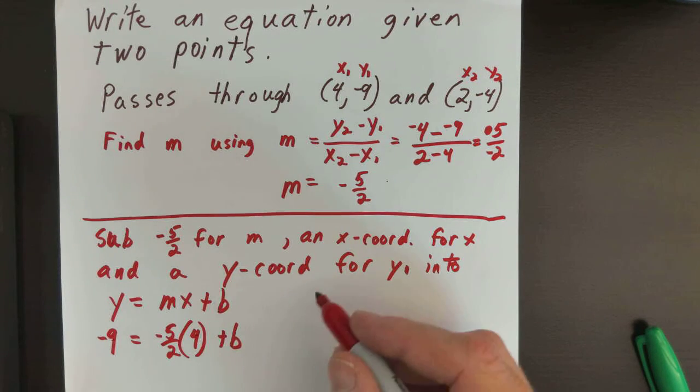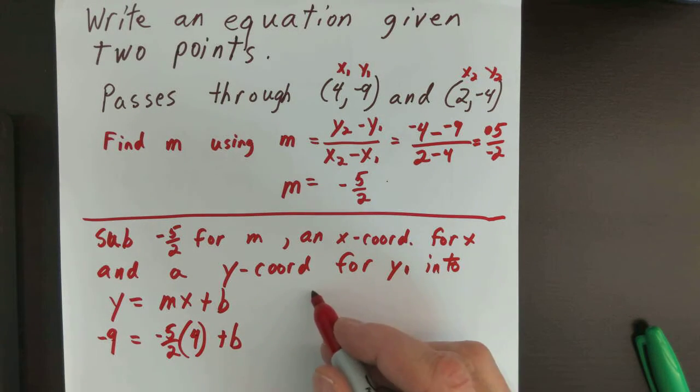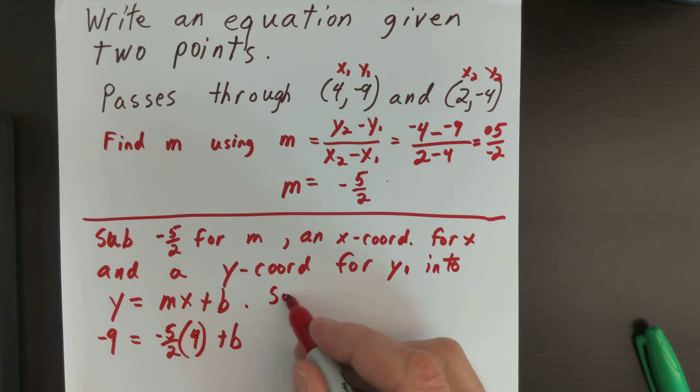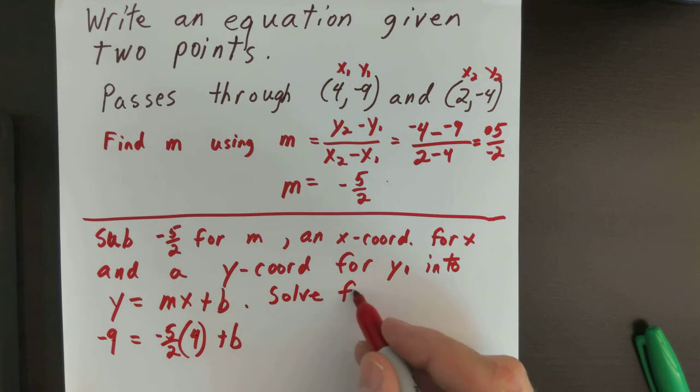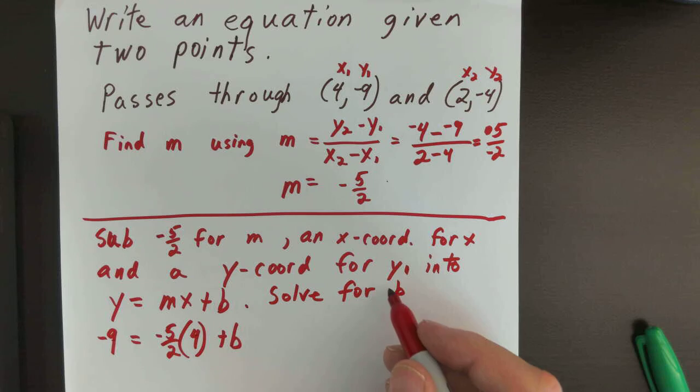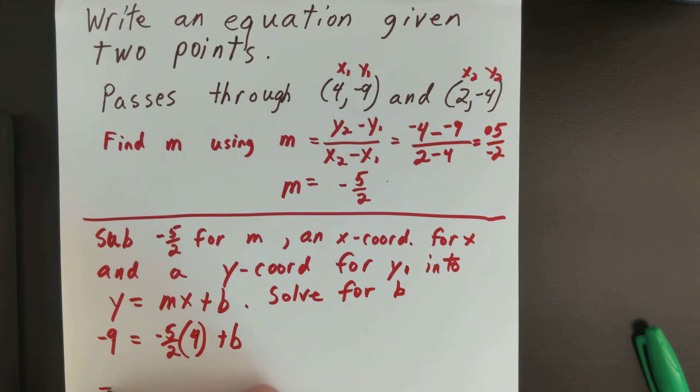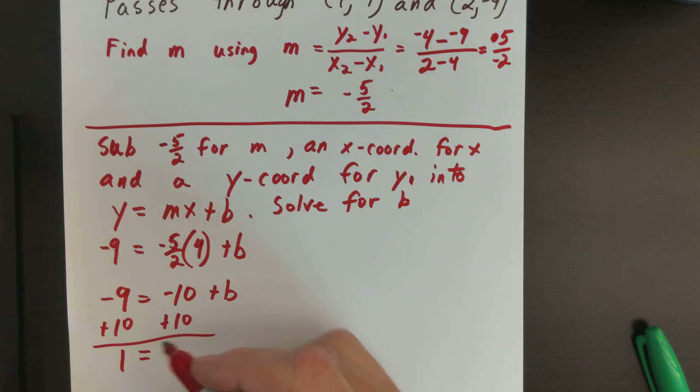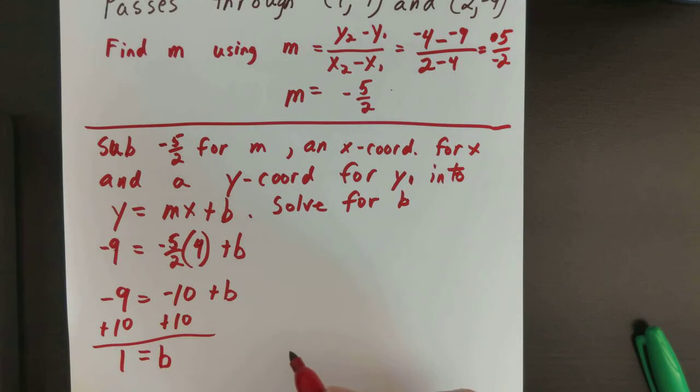Now, I did forget to say to solve for b. So that's what I need to do now. Solve for b. So -9 equals, and this is -20 divided by 2, which is -10, plus b. And so I'm solving for b now. I'm just adding 10 to both sides. And that's 1 equals b.